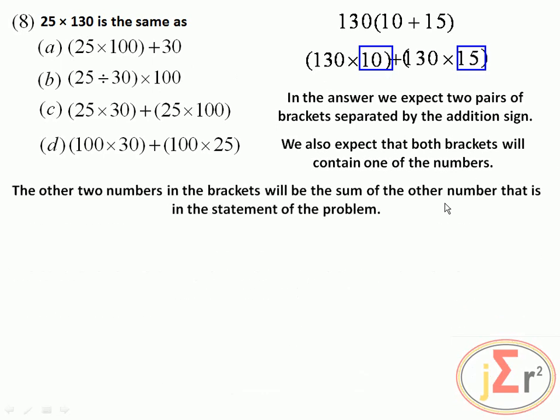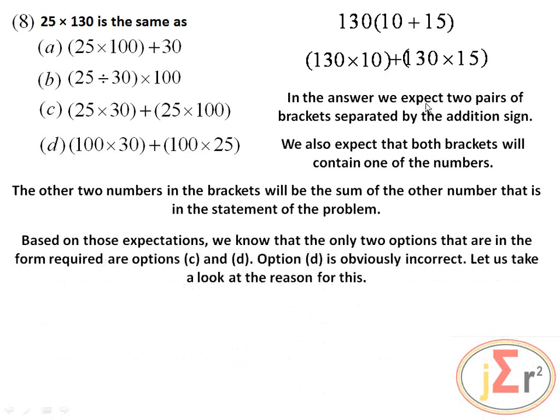The other 2 numbers in the brackets will be the sum of the other numbers that is in the statement of the problem. That is, the 10 plus the 15 is equal to 25. So we expect 2 pairs of brackets separated by an addition sign. Then we expect one of the original numbers to be present in both brackets. Then we expect the other number to be the sum of these 2.